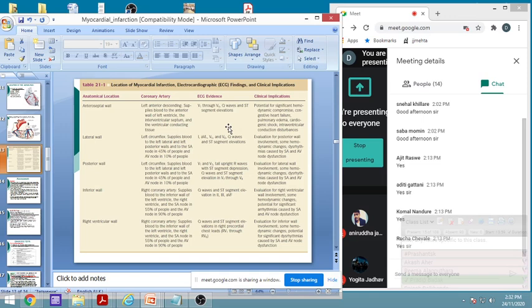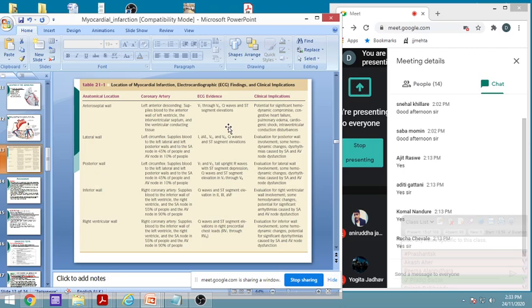Then the lateral wall. It is because of the left circumflex coronary artery, which supplies blood to the left lateral and left posterior walls and to the SA node in 45% of the people and the AV node in 10% of the people. What changes will you find? ST segment elevation. If you see another version of ECG, you will find it in I, aVL, V5 and V6. Whenever ST segment elevation is there, along with that the Q wave is also disturbed.